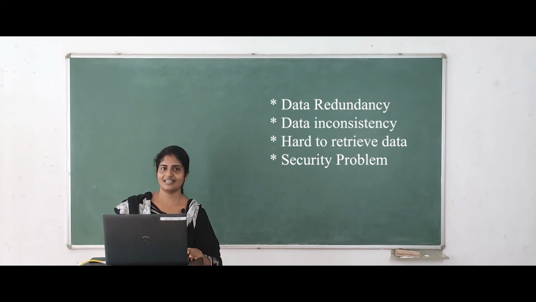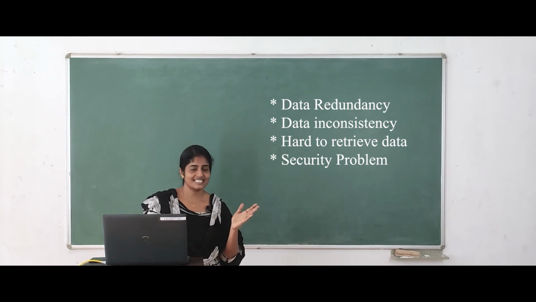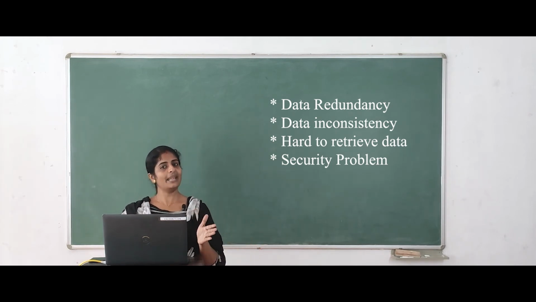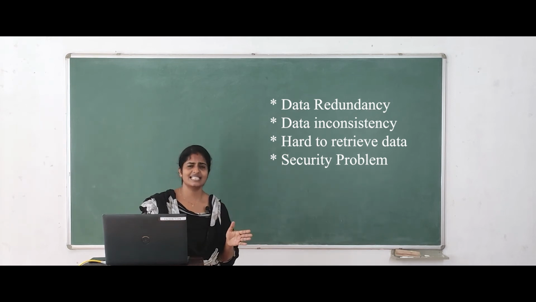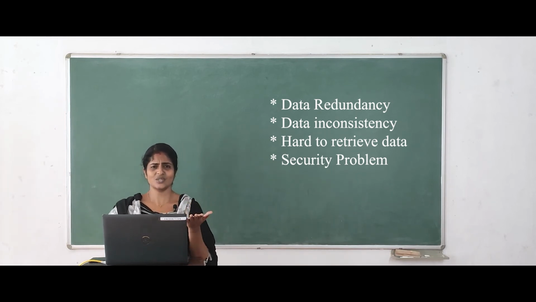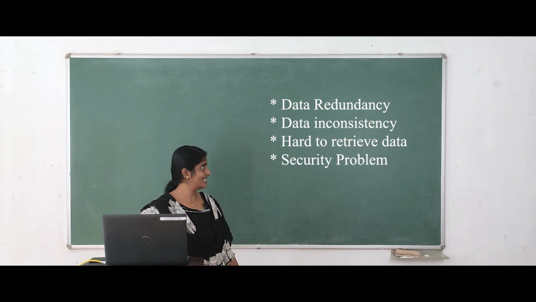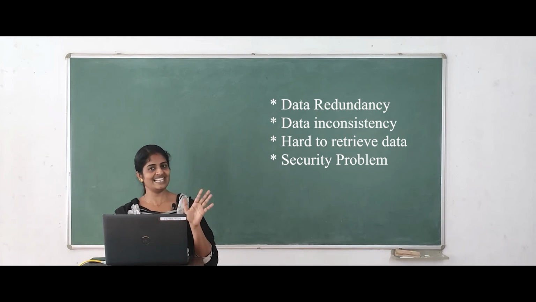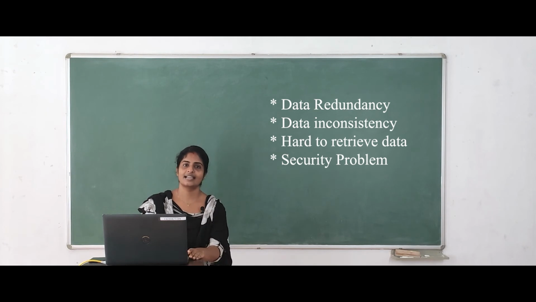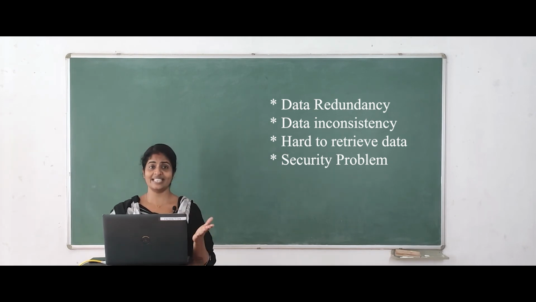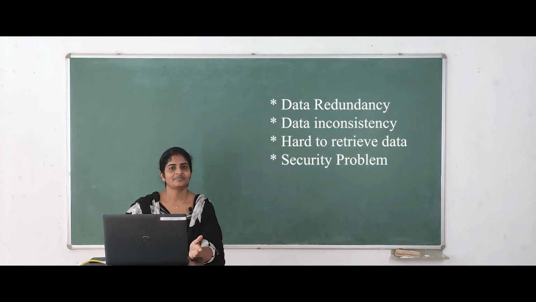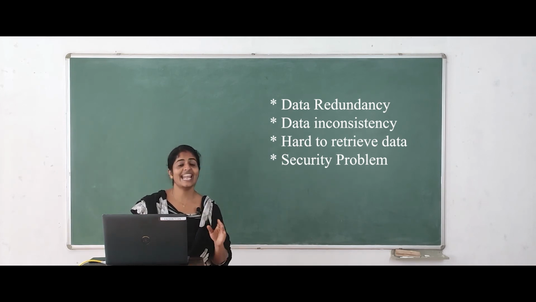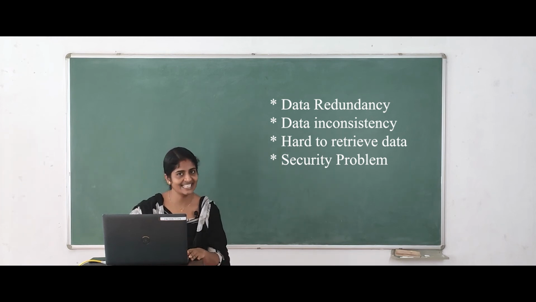Suppose a customer has both a savings account and a current account in a bank. The name and address of the customer are available in both accounts. This leads to data redundancy, and wastage of space in memory. The next one is data inconsistency. Suppose the address of the customer has changed and this information has been changed in one file, but not in another file. This leads the data to an incorrect state. So it is data inconsistency.